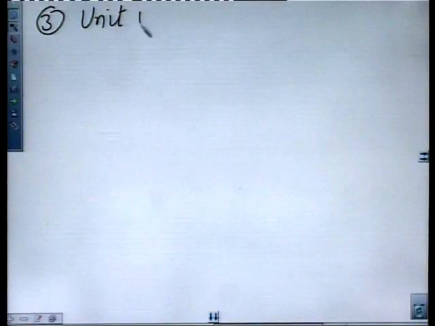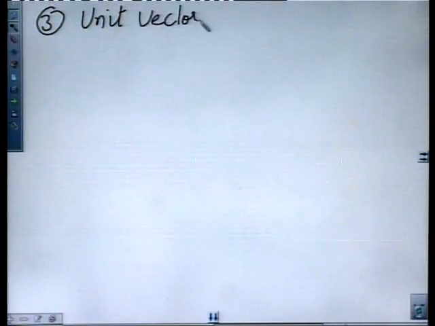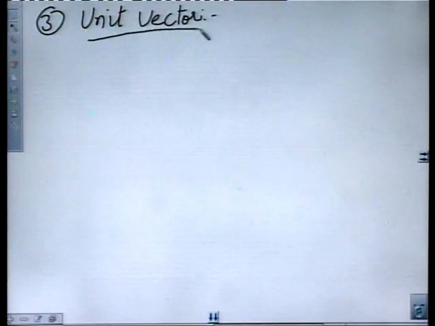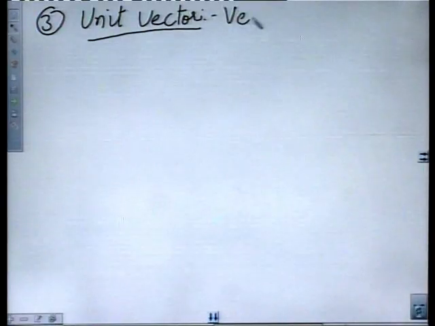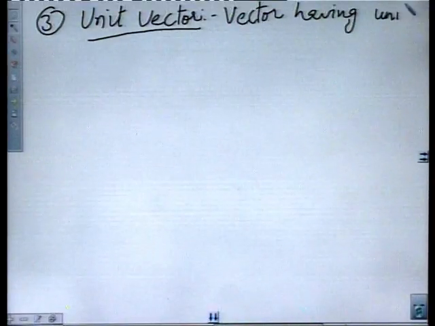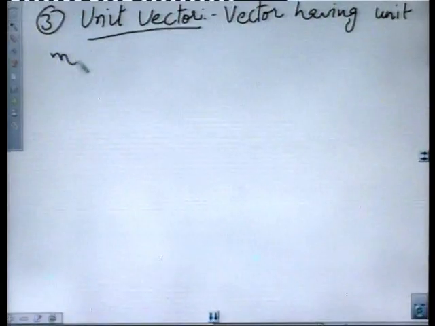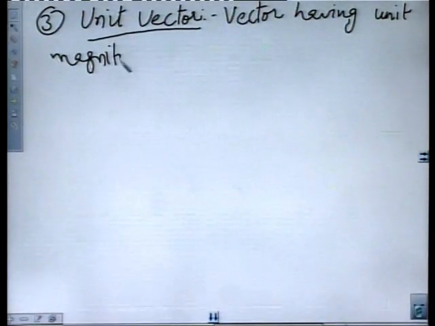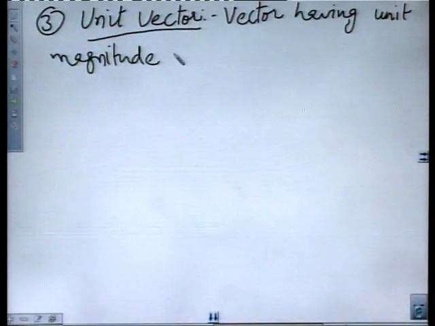Now the third type of vector is the unit vector. As the name says itself, a unit vector is a vector having unit magnitude.